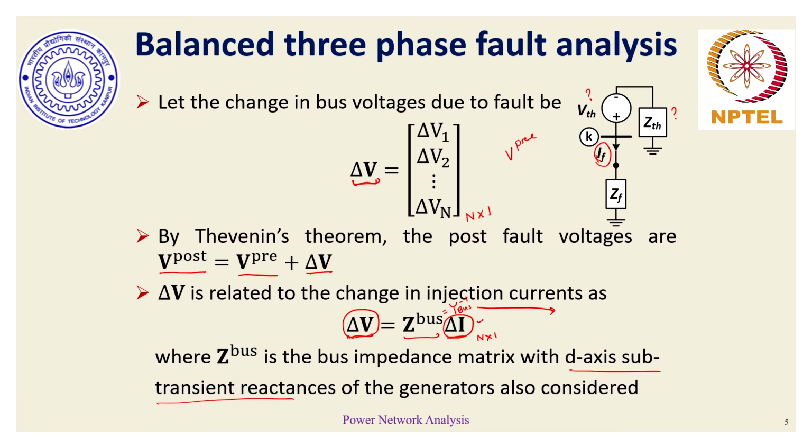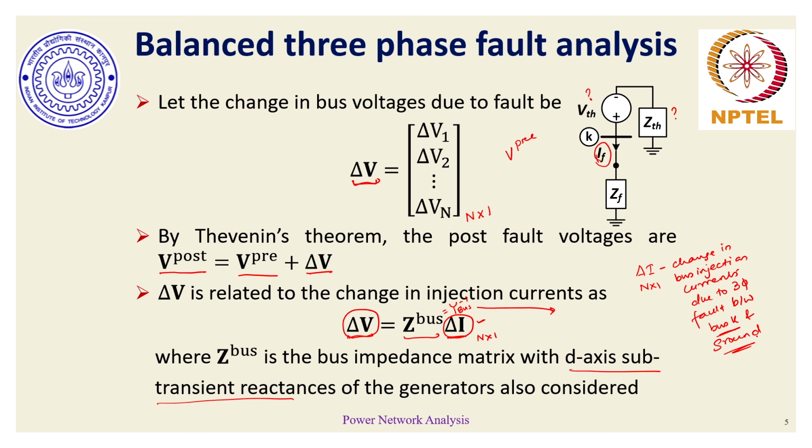Now, what is delta I? Delta I is the change in bus injection currents due to the three-phase fault between bus K and ground. This is basically going to be an n cross 1 vector, which encapsulates all the changes in currents that are going to happen because of the three-phase fault which has occurred between bus K and ground.